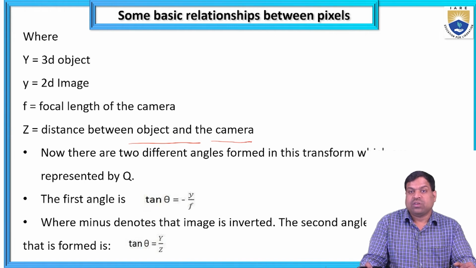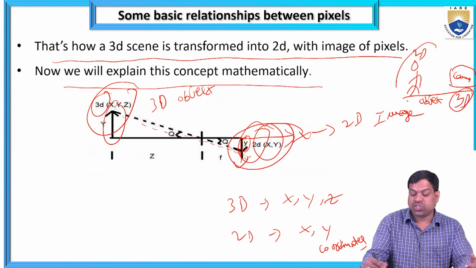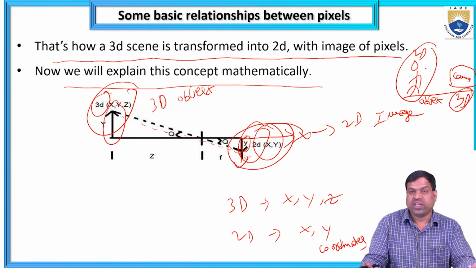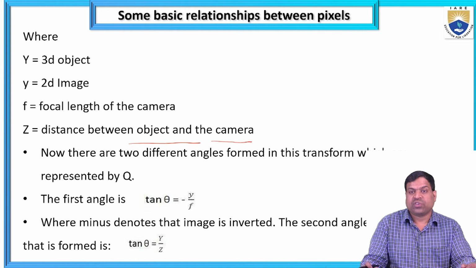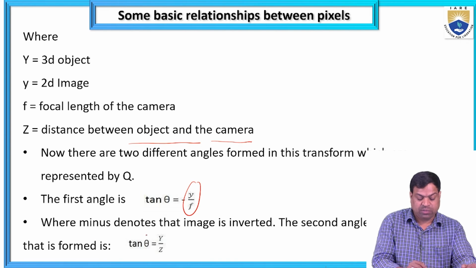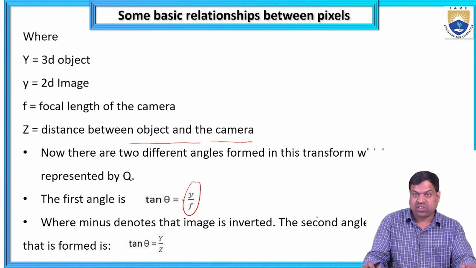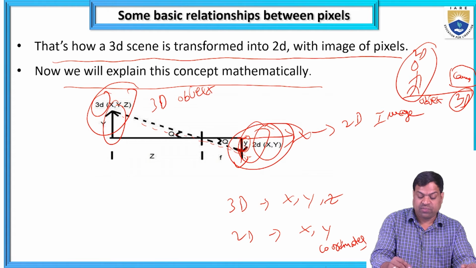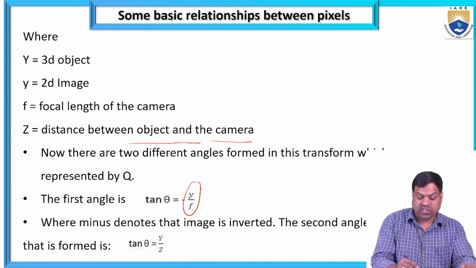Now there are two different angles formed in that transformation, represented by theta. When I capture the image, it is two-dimensional, because the camera is 3D but the object is two-dimensional, so the output is also two-dimensional. The first angle is tan theta equal to minus y by f, where the minus denotes that the image is inverted. You can see it is actually the y-axis, but it goes down, so minus y by f. The second is tan theta equal to y by z.